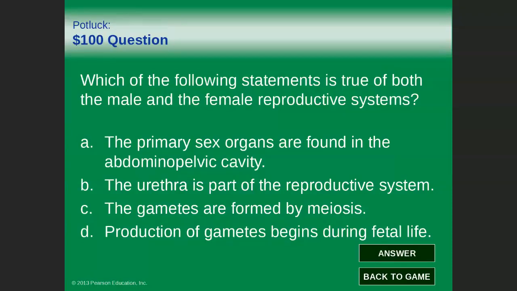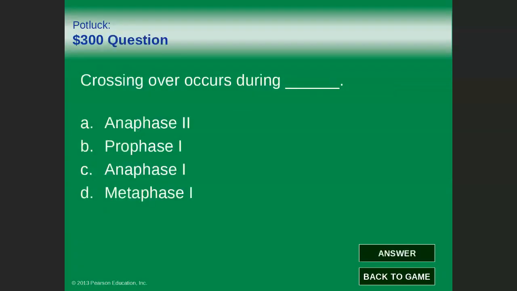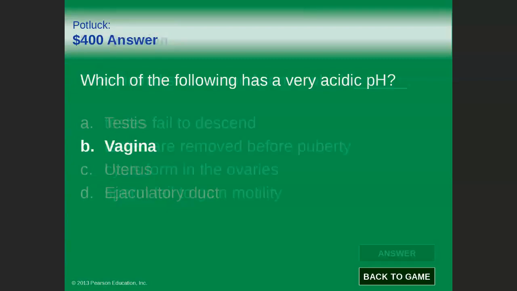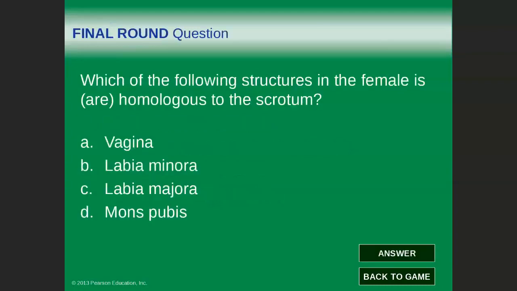The gametes are formed by meiosis. Breast tissue is where you find the areola. Prophase 1 is when you have crossing over. The vagina has a very acidic pH. Cryptorchidism is a condition in which the testes fail to descend. During the 7th to 8th month, which body structures in the female are homologous to the scrotum? That would be the labia majora.